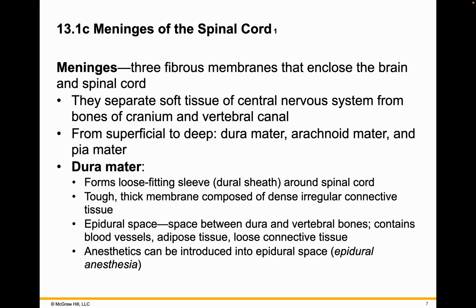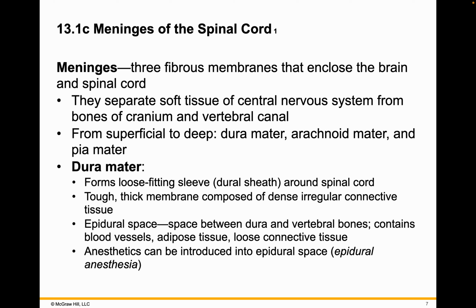The meninges are fibrous membranes that enclose the brain and spinal cord. They separate the soft tissue of the central nervous system from the bones of the cranium and the vertebral canal. From superficial to deep, we have dura mater, arachnoid mater, and pia mater.